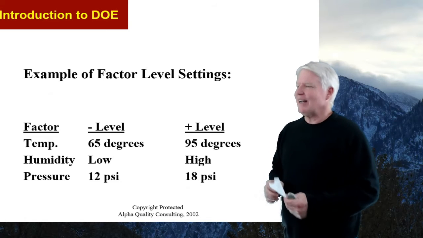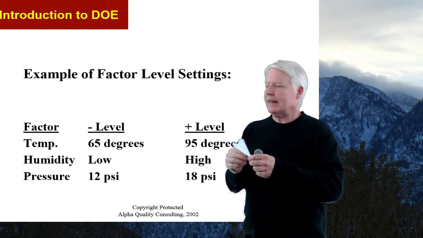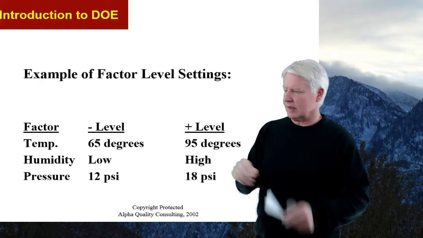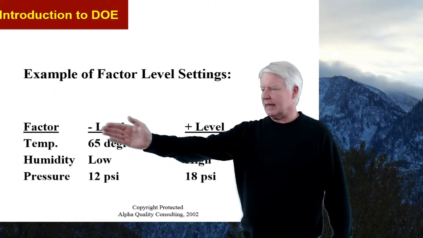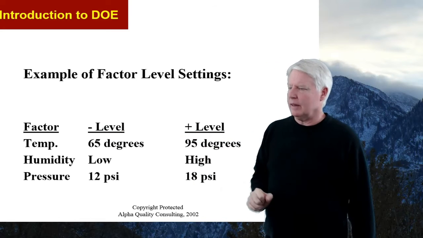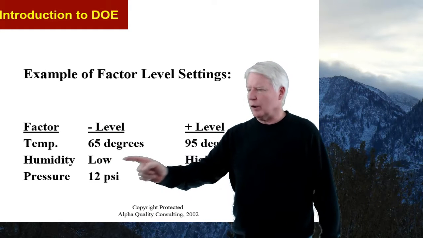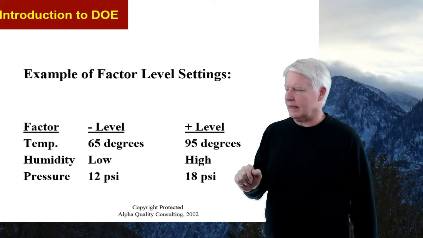Okay. So here's an example of factor level settings. Let's say I'm experimenting with temperature. I think temperature may impact flight distance. So I do negative is going to be called 65 degrees, and positive will be called 95 degrees. And humidity, negative, I'll say low humidity, and positive is high humidity.